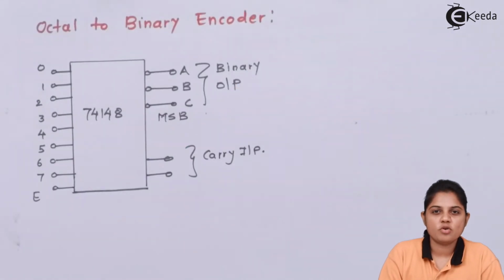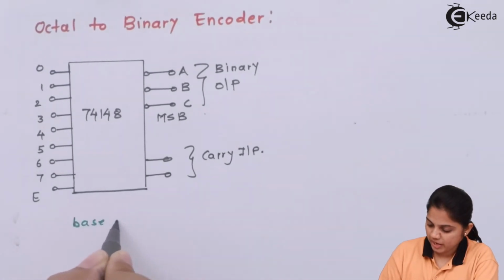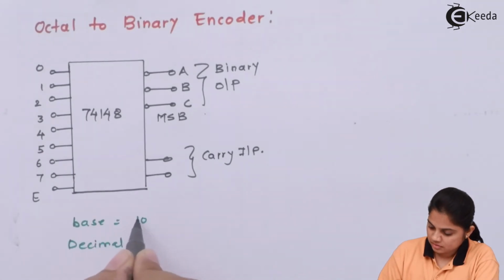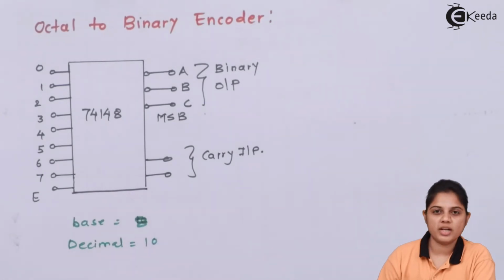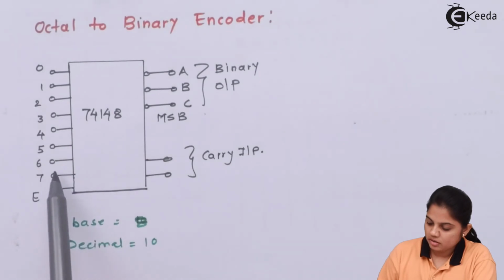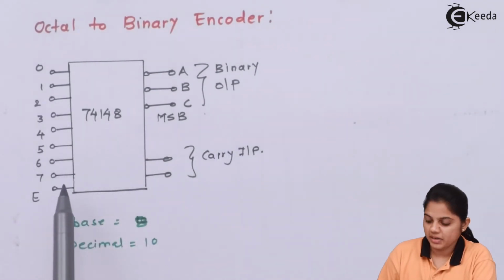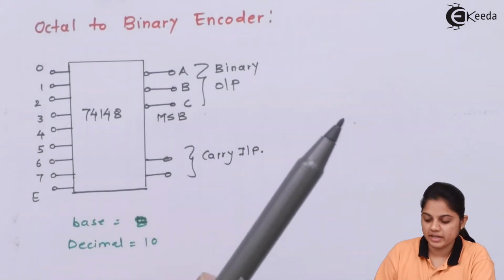Now the next type is octal to binary. When it is octal to binary, that means the base is 8. So octal means your base is equal to 8. When it is decimal, the base is equal to 10. Now here we are converting octal to binary. That means the input will be in octal format and the output will be in binary format.